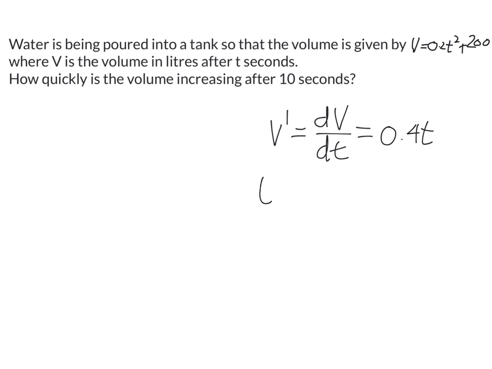So if t equals 10, because t is in seconds, then the derivative is 0.4 times 10, which is 4. Because V was in litres and t is in seconds, this is 4 litres per second. It's positive, so the volume is increasing at a rate of 4 litres per second at this instant. After 11 seconds, it would be increasing at a different rate, because this is an instantaneous rate of change.